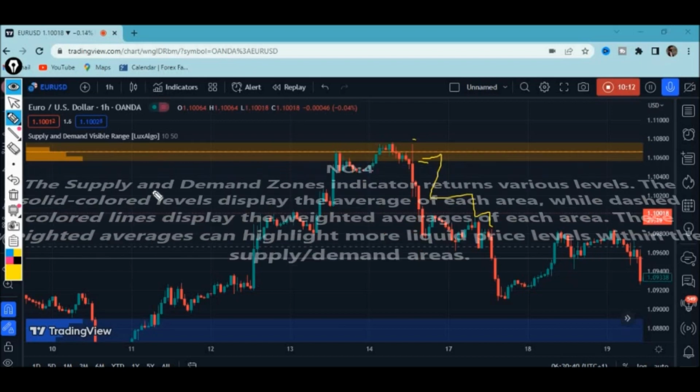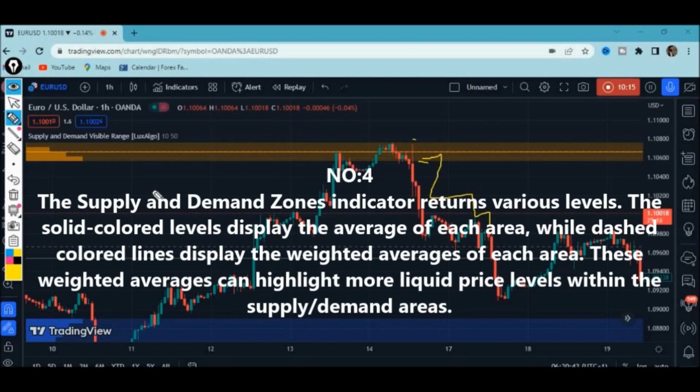So let's go to function number 4. You're supposed to understand that the supply and demand zone indicator returns various levels, and the solid colored levels display the average of each area, while the dashed colored lines display the weighted average of each area. These weighted averages can highlight more liquid price levels within the supply and demand areas.